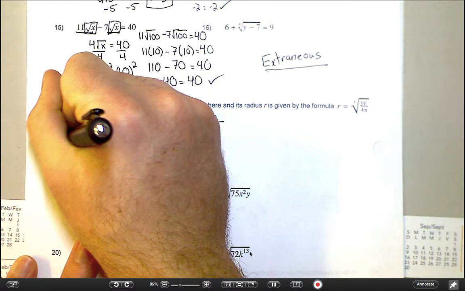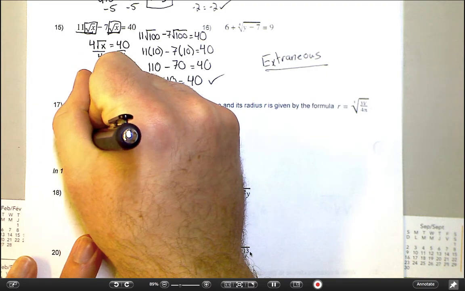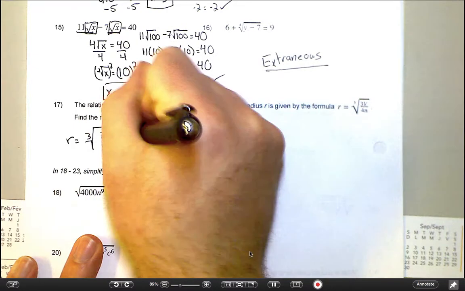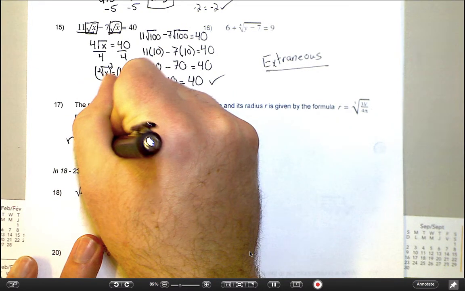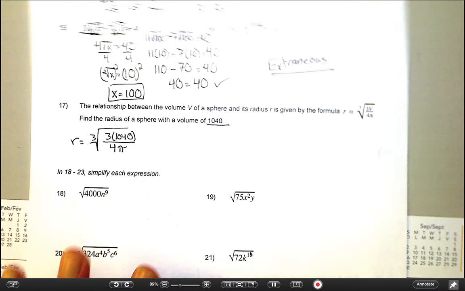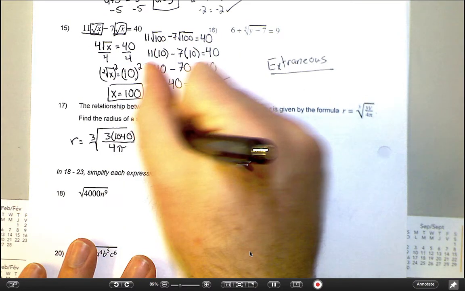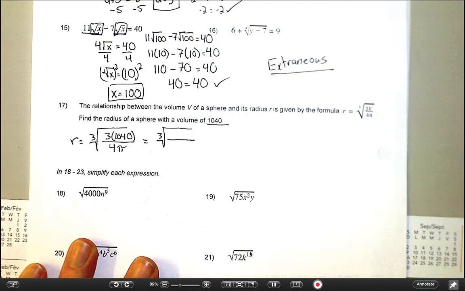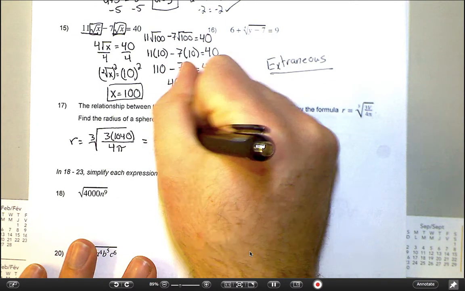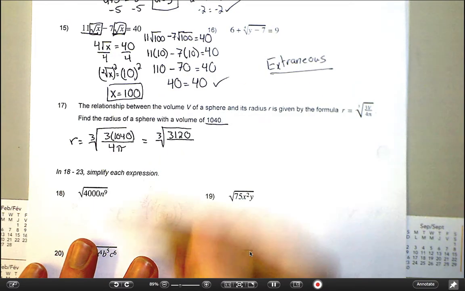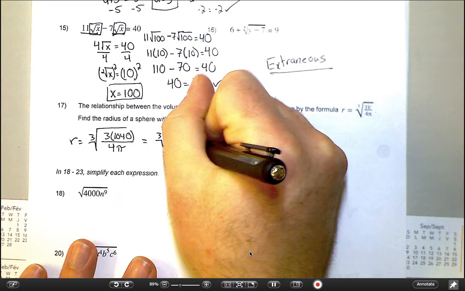Which if I do that here, this is going to be r is equal to the cube root of 3 times 1040 over 4 pi. Okay, and for pi, we're going to use just 3.14. So I'm going to start by simplifying the top and bottom of these fractions. So I'll do 3 times 1040 gives you 3,120. And on the bottom, 4 times pi is going to be 12.56.